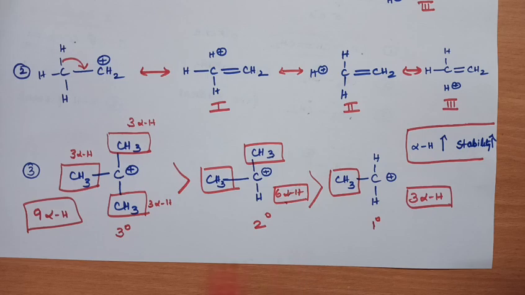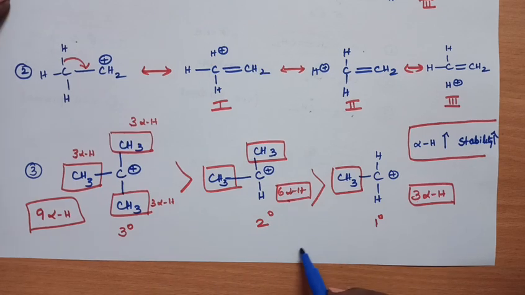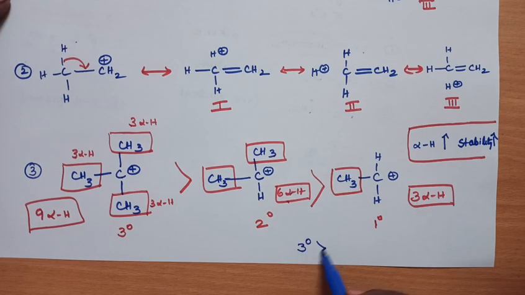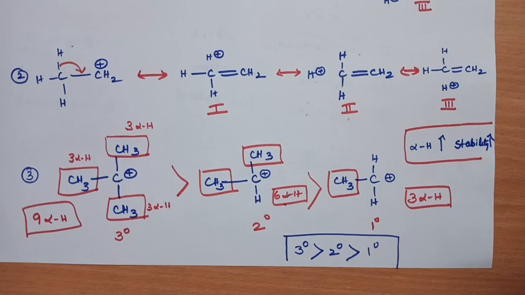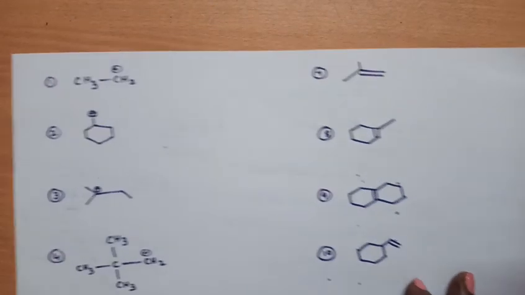So you can write here, tertiary carbocation is more stable than secondary carbocation, which is more stable than primary carbocation. So this is the stability order you have to remember. So students, now we will take some more examples to understand it clearly.